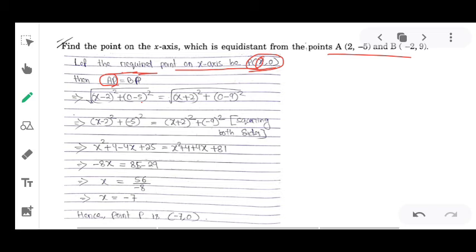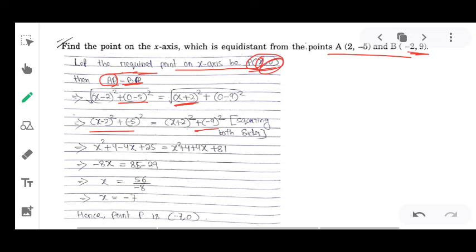Okay, so now find out the distance between B and P, that is B is (-2, 9) and P is (x, 0). So x minus of minus 2, that is x plus 2, whole square, plus (0 minus 9) whole square. Now if we square both sides, then the root will cancel. So (x minus 2) whole square plus (0 minus 5) whole square equals (x plus 2) whole square plus (0 minus 9) whole square.